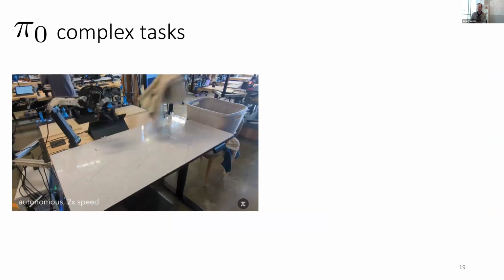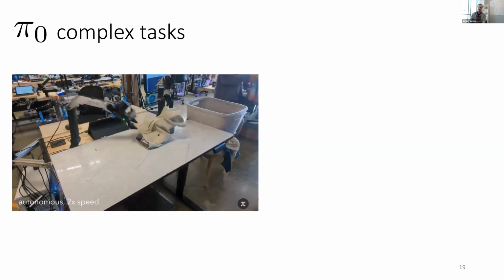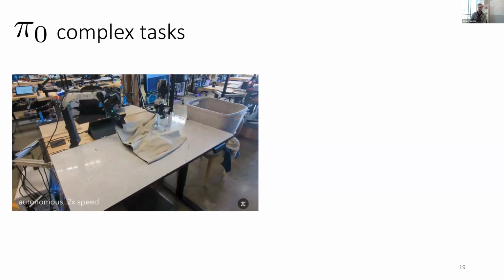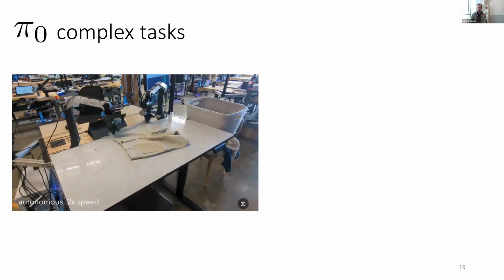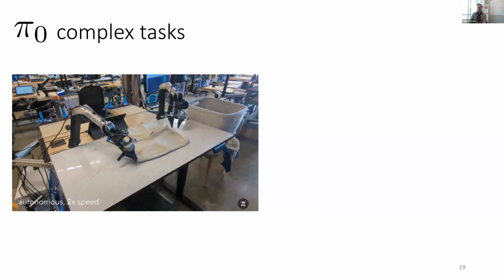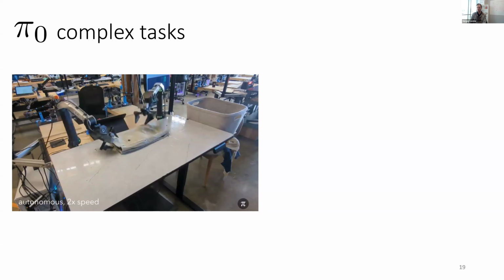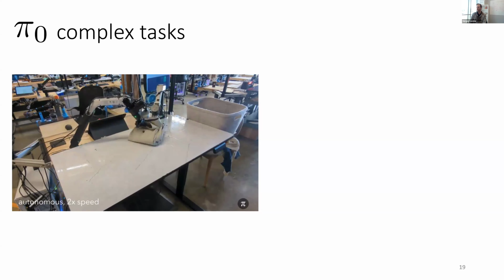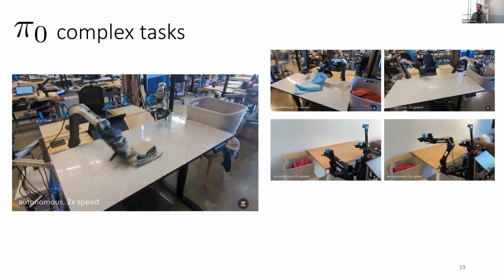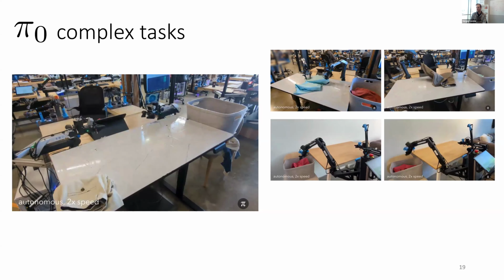Here is another very difficult task. This one requires the robot to fold laundry. This is very difficult because the laundry starts off in the bin in some very arbitrary crumpled state. The robot has to take it out, flatten it, straighten it, and then fold it neatly and put it in the corner of the table. And this works with a variety of different clothing items, a variety of colors, in a variety of settings.